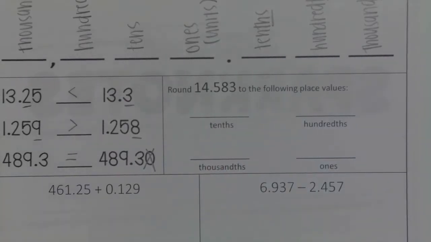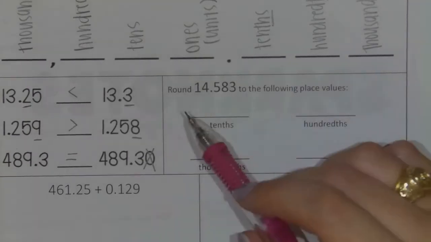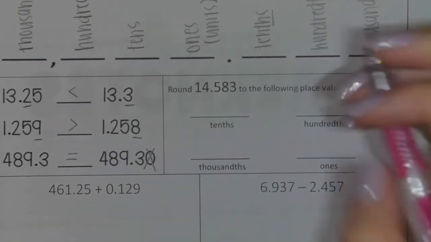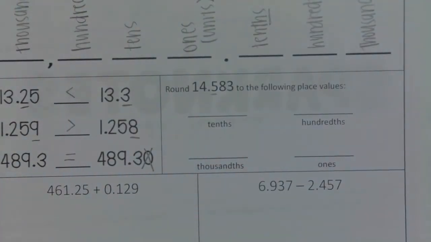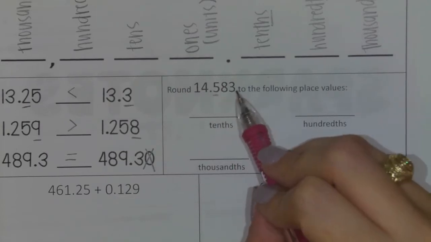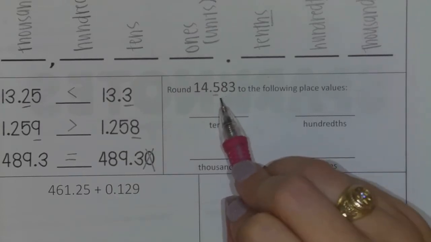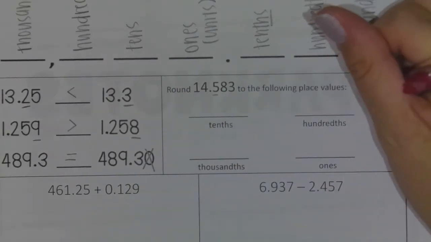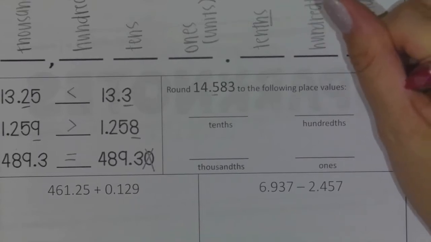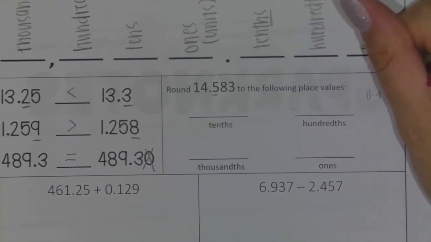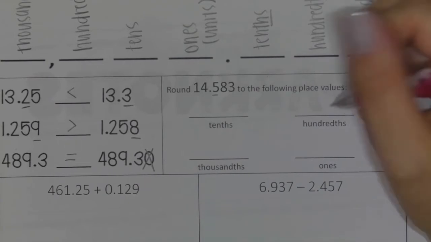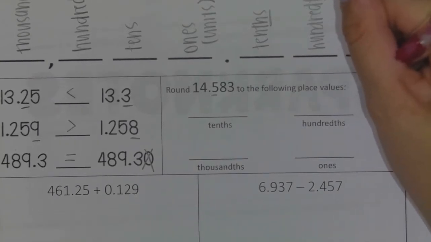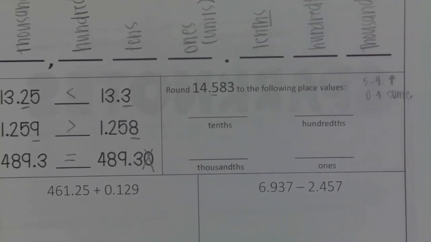Our next one was all about rounding. We're going to round the number 14 and 583 thousandths a couple of different ways, to the following place values. If I want to round it to the tenths, I see right now that I have a 5 in the tenths place. Now, I always want to look at the place to the right, so I see that I have an 8. Our rounding rules are if the number to the right is a 0 through 4, our number stays the same. And if it is a 5 through 9, our number gets rounded up 1.